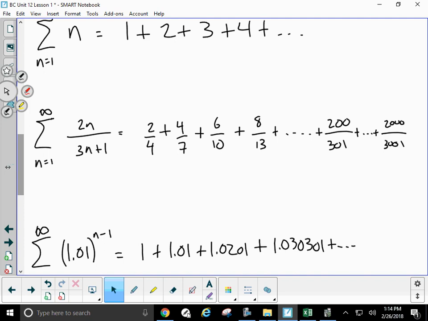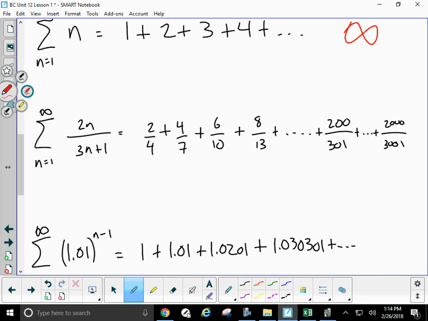Like for this, the first one's obvious, right? 1 plus 2 plus 3 plus 4. I'm adding bigger and bigger numbers. So this is obviously going to be approaching infinity, okay? Because I keep adding bigger numbers. But these aren't increasing. These numbers are getting smaller. This one is increasing. But this one, these numbers are getting smaller and smaller and smaller.